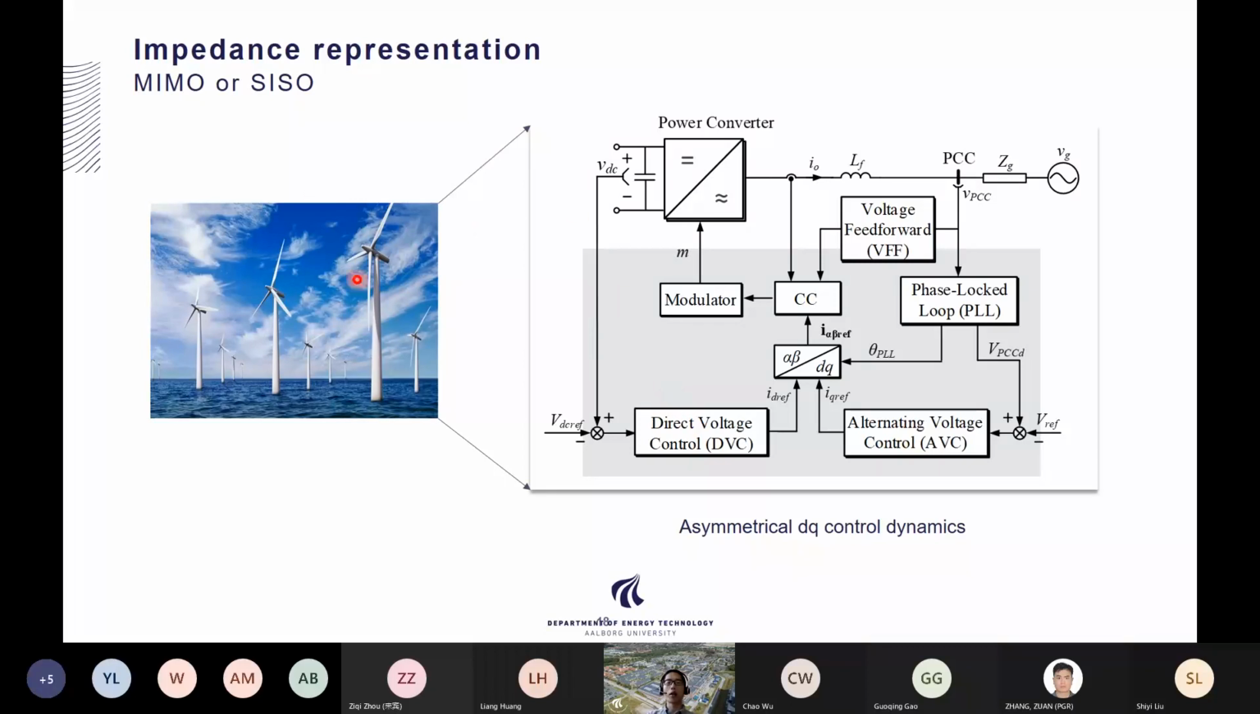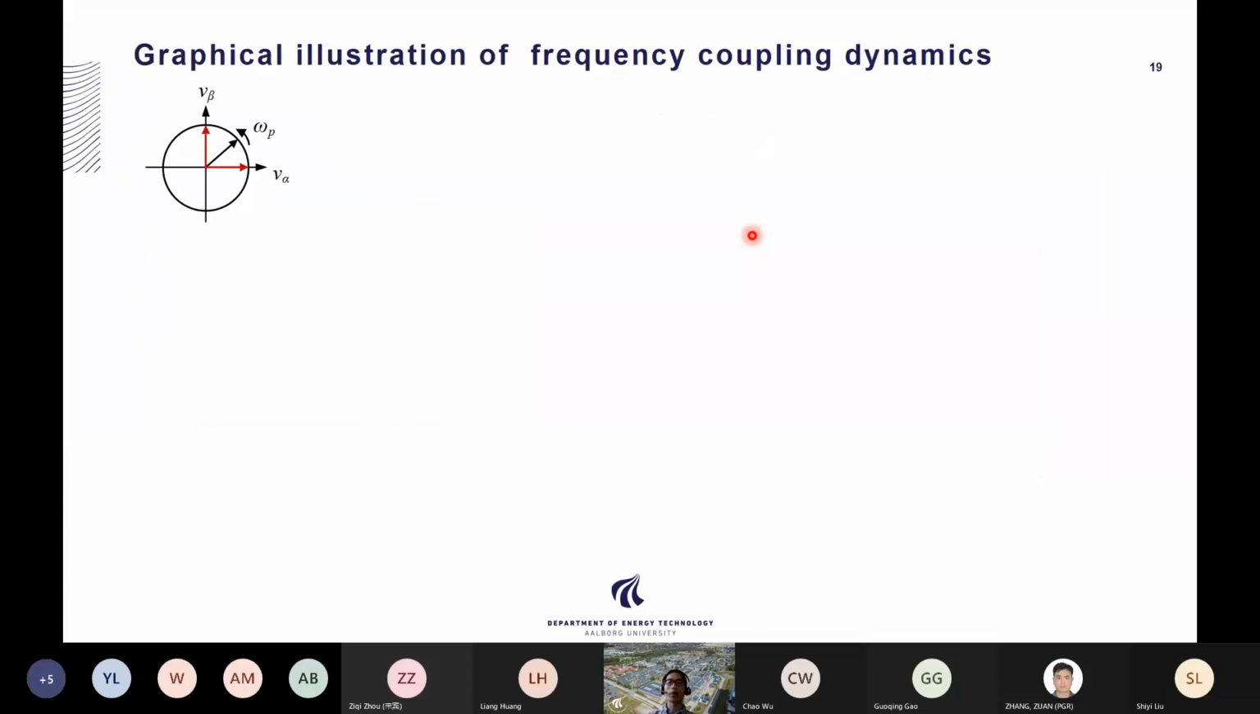For example, here I show the control diagram of the wind power plant, which is basically a two-level inverter. You can see that it uses AC voltage control to generate the Q-axis current reference, as well as DC voltage control to generate the D-axis current reference. So you can clearly see the asymmetrical DQ control dynamics. And this asymmetrical DQ control dynamics will make the impedance representation much more complicated than a simple single input, single output transfer function. I will explain further why it would be that complicated.